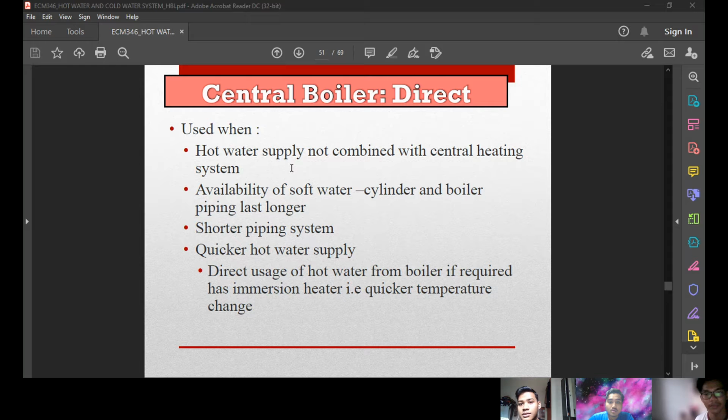Availability of soft water cylinder, and boiler piping lasts longer. Shorter piping system, quicker hot water supply, direct usage of hot water from the boiler if required, has immersion heater. In example, quicker temperature change.